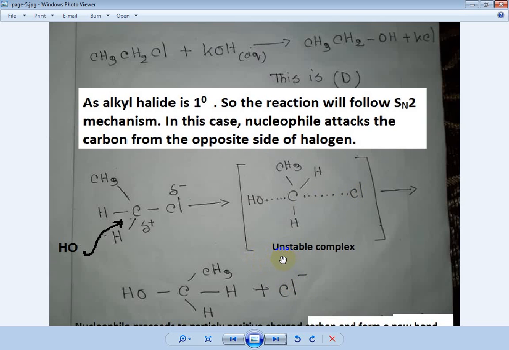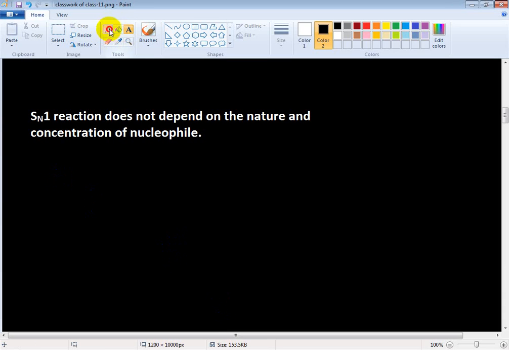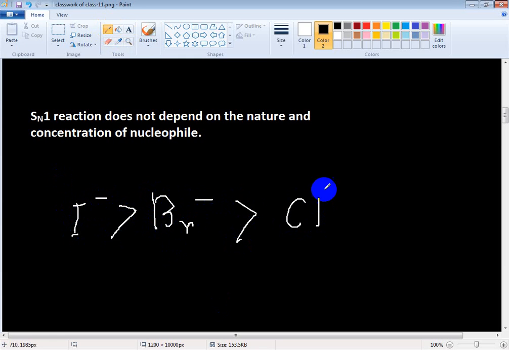So which one is the better leaving group? Among halide ions, halide ions act as leaving groups. Among the halides, iodide is the best leaving group, then bromide, then chloride, then fluoride.